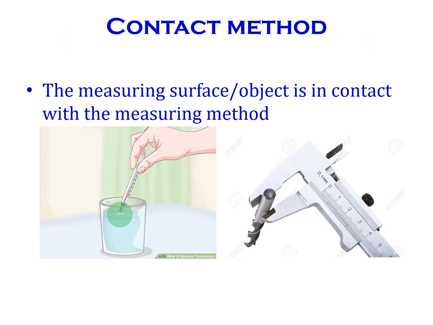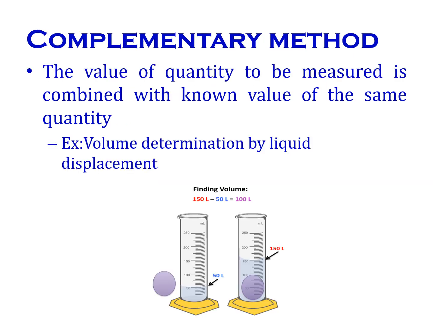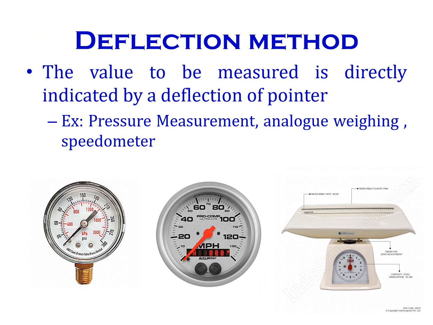This is the contact method, as we have seen earlier. This is coincidence in a screw gauge, micrometer or vernier caliper. We are using this. The coincidence of the main scale reading and the vernier scale reading will give you the final reading. This is a complementary method, volume determination by liquid displacement. This is a deflection method, as we see in many places in the weighing machine.